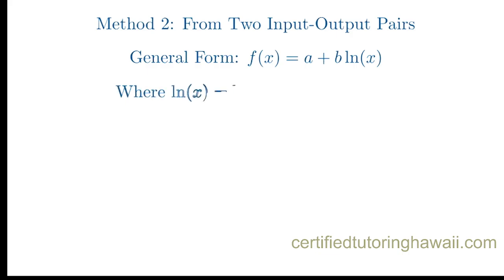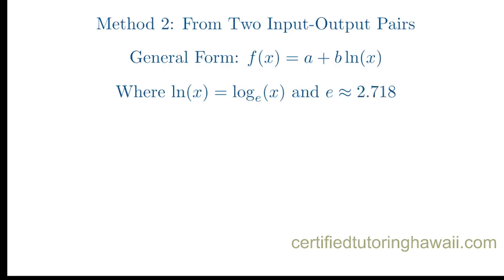The previous method worked well because we knew the base was 10. But what if we don't know the base, and we don't have a 0 point? Method 2 is a more general approach for when you are given just 2 data points. When we have two input-output pairs, we typically use the general form, f of x equals a plus b times the natural log of x. The natural log, written as ln, is the logarithm with a base of e, which is an irrational number approximately equal to 2.718. You'll see why we use this special base later, but it's very common in modeling.